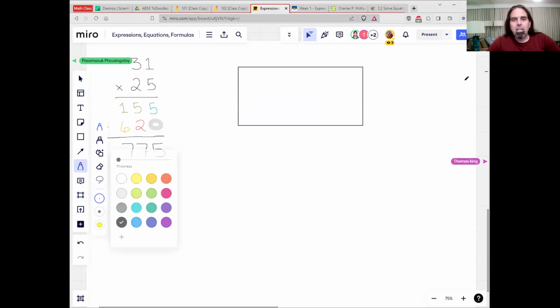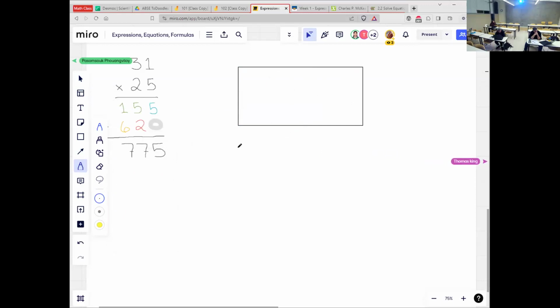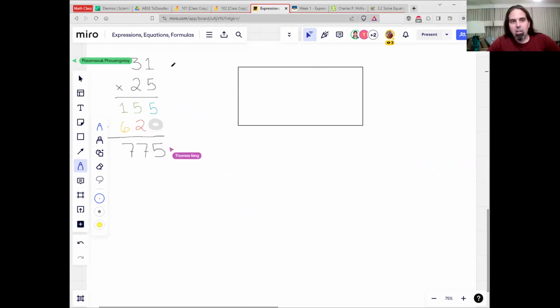Okay, so how the rectangle method works, is this big enough, by the way? I can certainly make it bigger. Big enough, okay. I'm going to say that 31 is 30 plus 1. Put each place value along the top of the rectangle. And similarly, 25 is 20 plus 5 going down the rectangle.